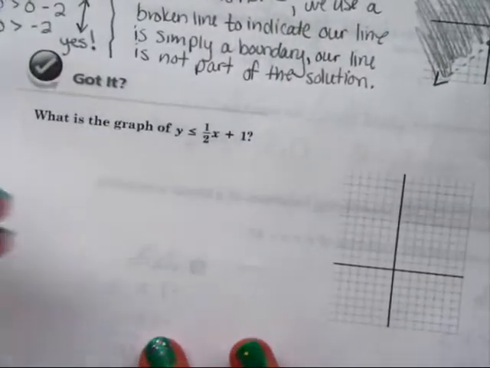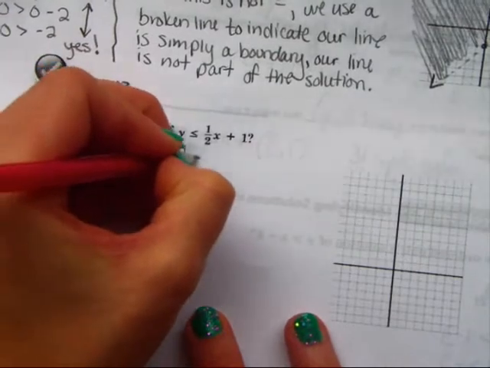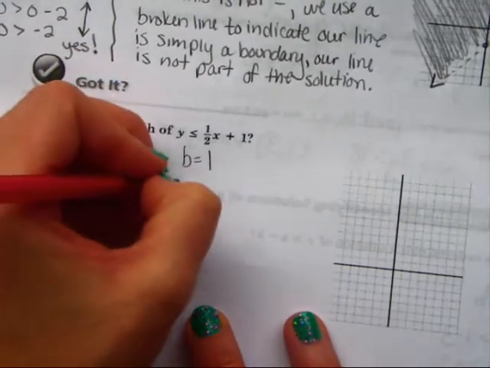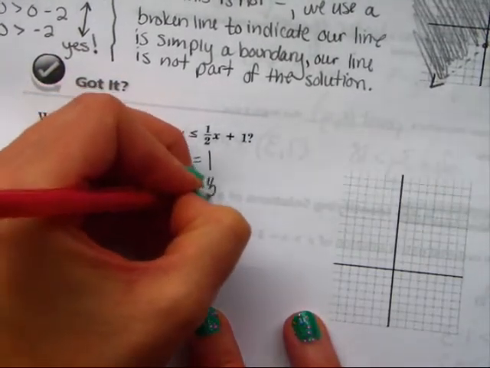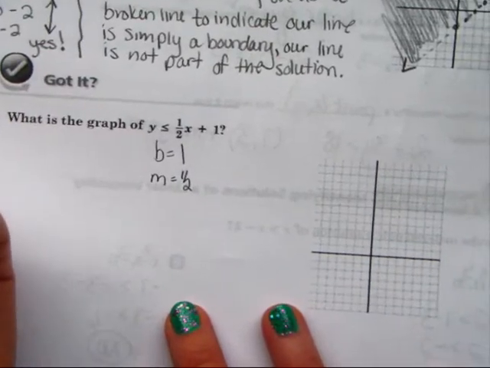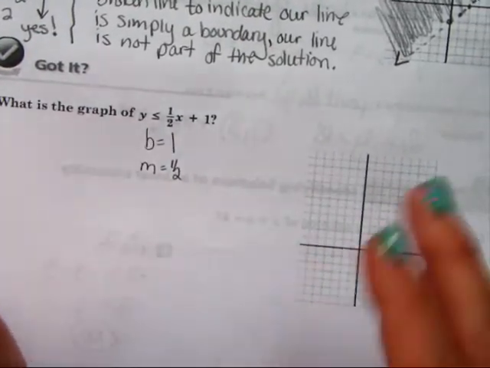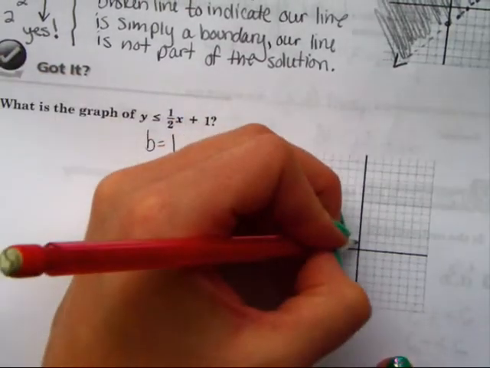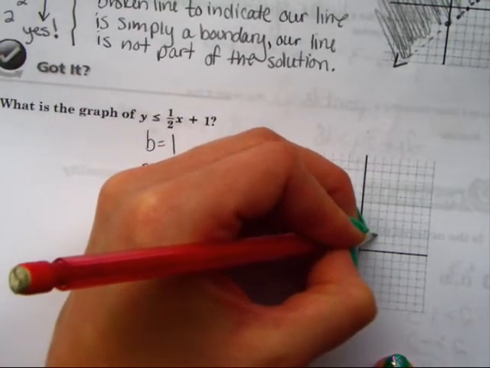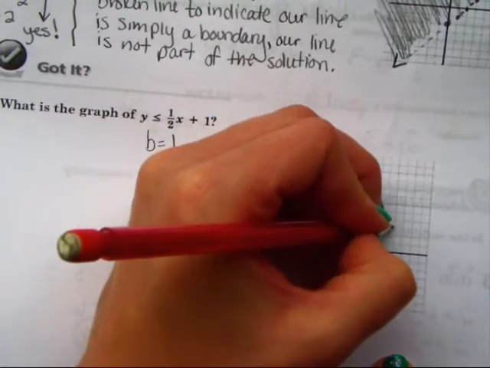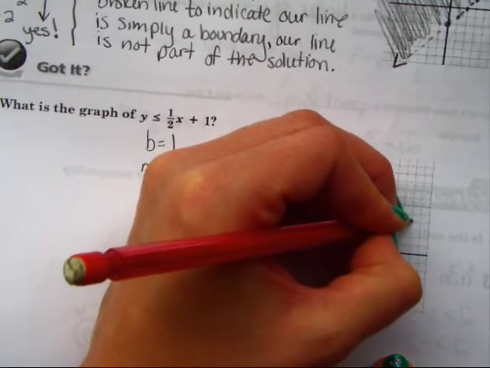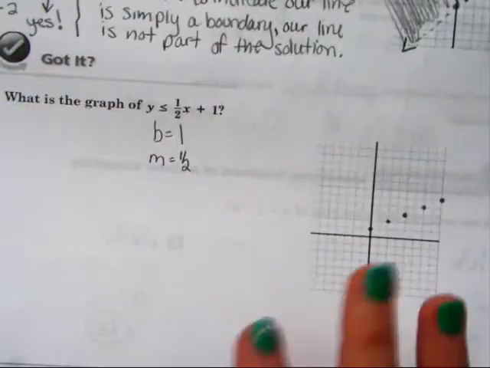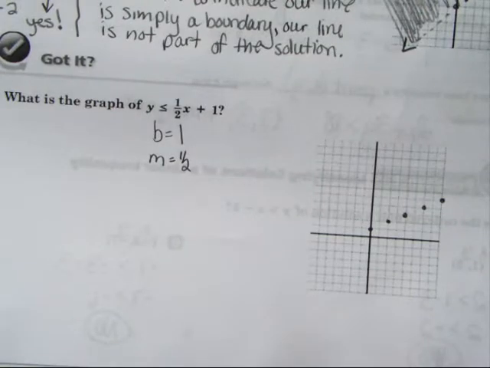Let's try the got it and see how you do. We find your y-intercept, +1. We find your slope, +1/2. We graph it just like we normally would, but don't connect, and we'll talk about if you should connect with a solid or a broken line. So you go up 1, and then up 1 over 2, up 1 over 2, up 1 over 2, and you got a pretty nice graph there.